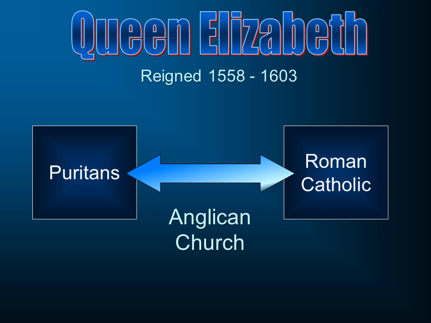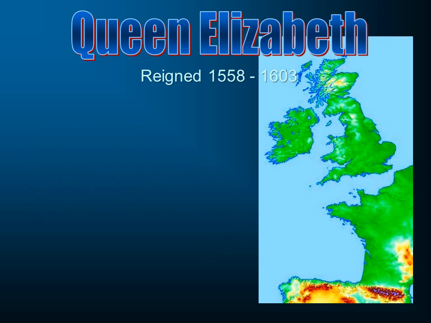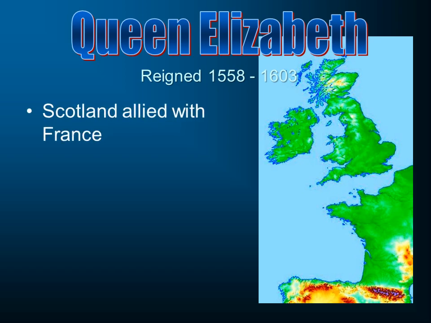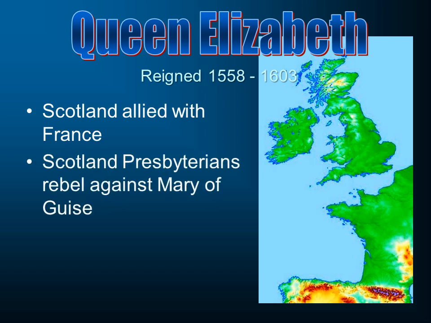In addition to this, you have some political issues. Political issues are Spain to the south. You had Scotland, which allied with France. If you remember that movie, Braveheart. Now, that was from a much earlier era, but it reflects this idea that there was not a lot of love lost between the Scotch and the English. And so Scotland's traditional allies were with France, and the Scottish Presbyterians rebel against Mary of Guise from France. Remember, she was the French queen. We saw her in the days of John Knox.